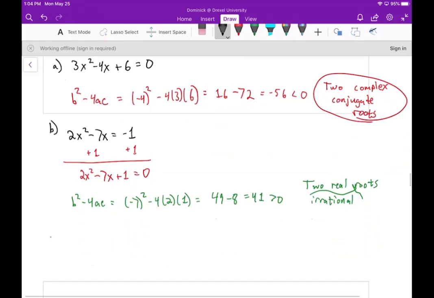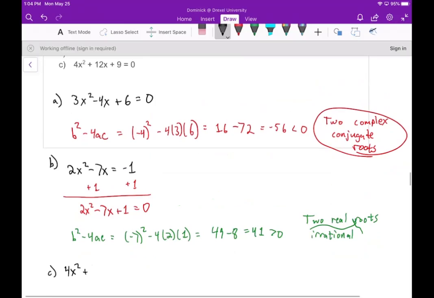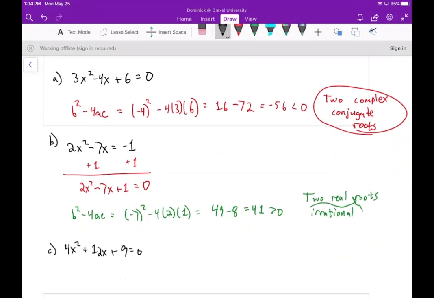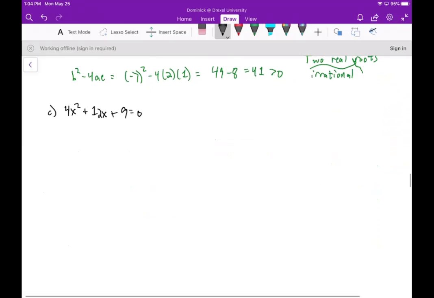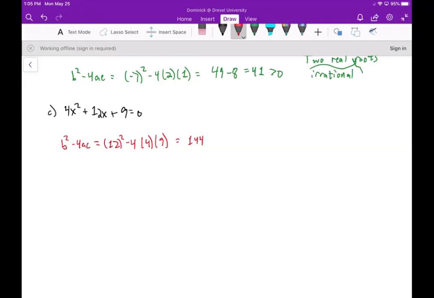And then for part C, we have 4x squared plus 12x plus 9 is equal to 0. Again, we just want to find the discriminant, b squared minus 4ac. So we have 12 squared minus 4 times a, which is 4, times c, which is 9. So we get 144. And then 16 times 9, which I also believe is 144. Let me just double check that. Yep, so we get 144. So this is 0, which means we have the double root. And it's a double real root, we should say. So that's how we can examine what type of roots we're going to have just by using the discriminant.